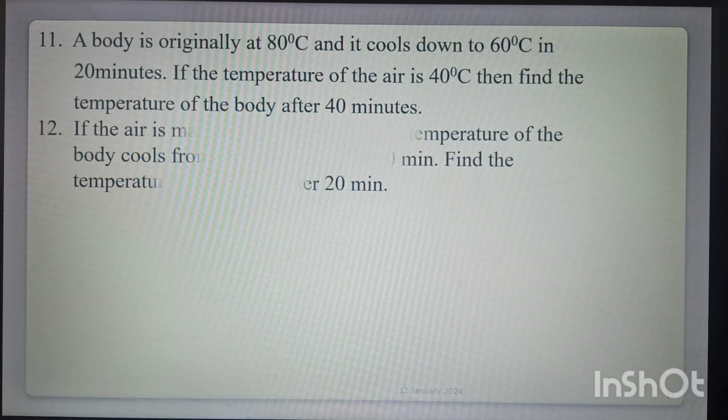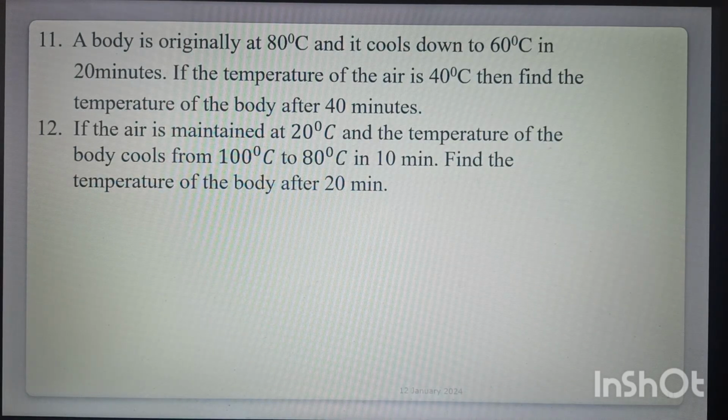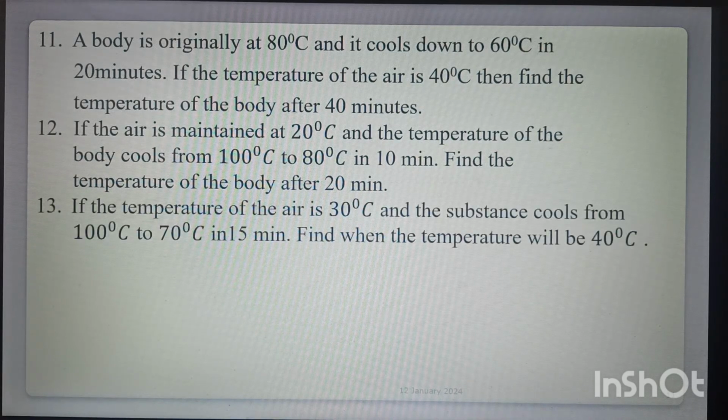Okay? Next one, if the air is maintained at 20 degrees Celsius and the temperature of the body cools from 100 degrees Celsius to 80 degrees Celsius in 20 minutes, find the temperature of the body after 20 minutes.